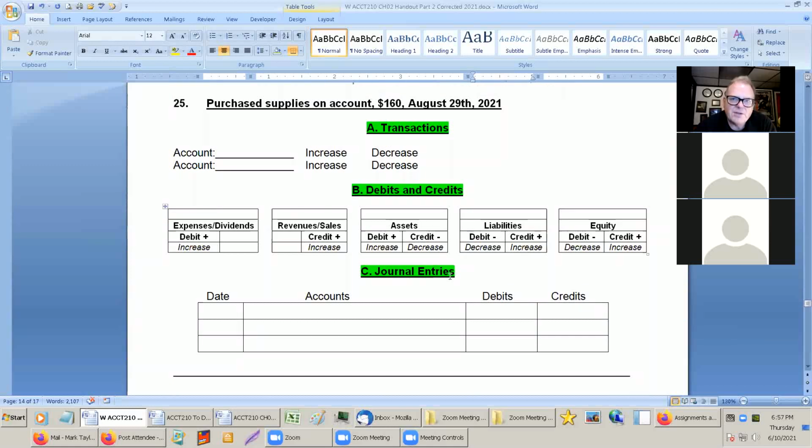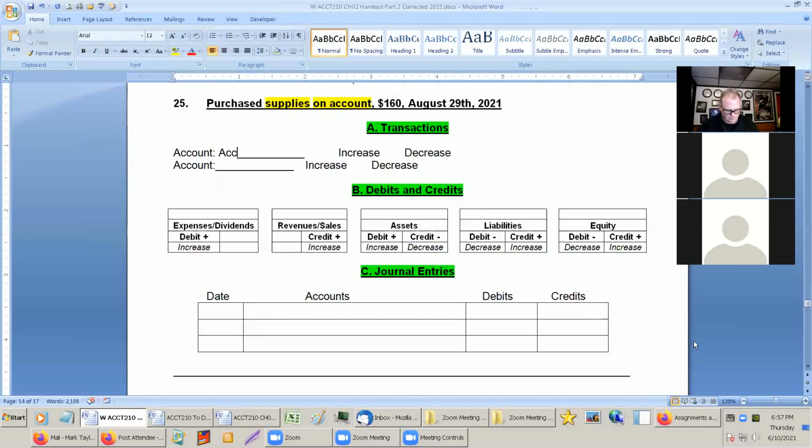Okay. Purchase supplies on account. This one actually is somewhat tricky. Well, that would be cash. Yep. And, well, wait a minute. Yeah, it does say on account. So would that be accounts payable then? Yep, accounts payable. Good.